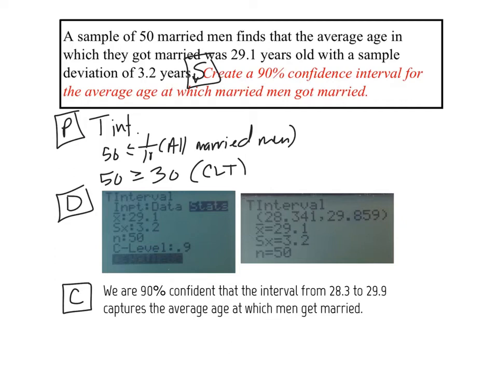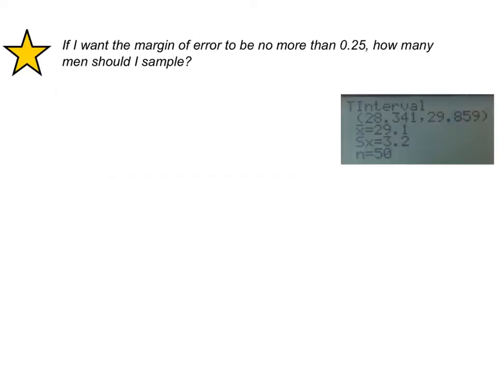Okay, I want to add one last thing to this problem as kind of a discussion point. I want to know, if I wanted the margin of error to be no more than 0.25, how many men should be in my sample? So I just want to point out right now, with some approximating, the mean was 29.1.